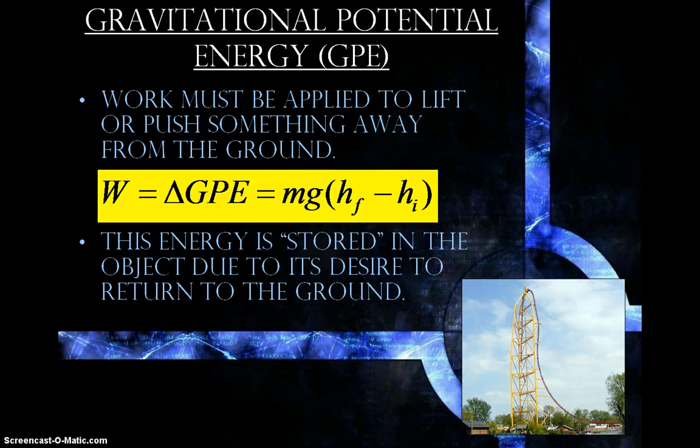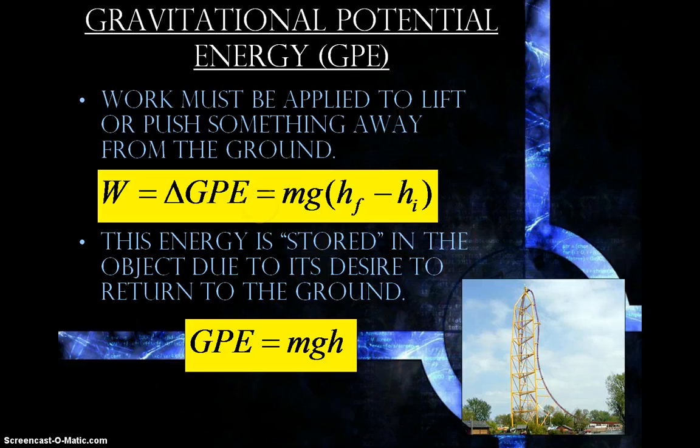So remember that we said that work is equal to energy. So if we want to calculate the amount of work or the amount of energy we've added to the object, we would calculate the change in energy. So if you see here, we have mg, and then this is the change in the height. Instantaneous gravitational potential energy, to calculate what energy something has just at that moment, is just mgh.